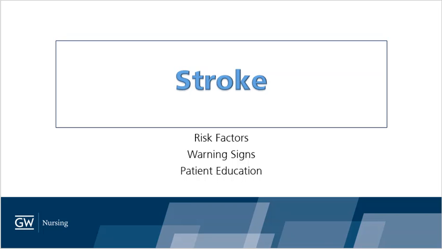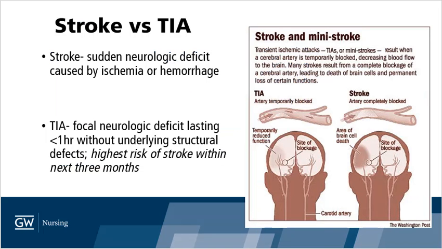However, I want to take a little bit of time just to give you an overview so that we know how to best identify, when we're doing our assessment of patients, the warning signs of stroke. Let's start with the warning signs and differentiation between a stroke and a TIA. Again, a TIA is your transient ischemic attack. These have also been lovingly nicknamed mini strokes.